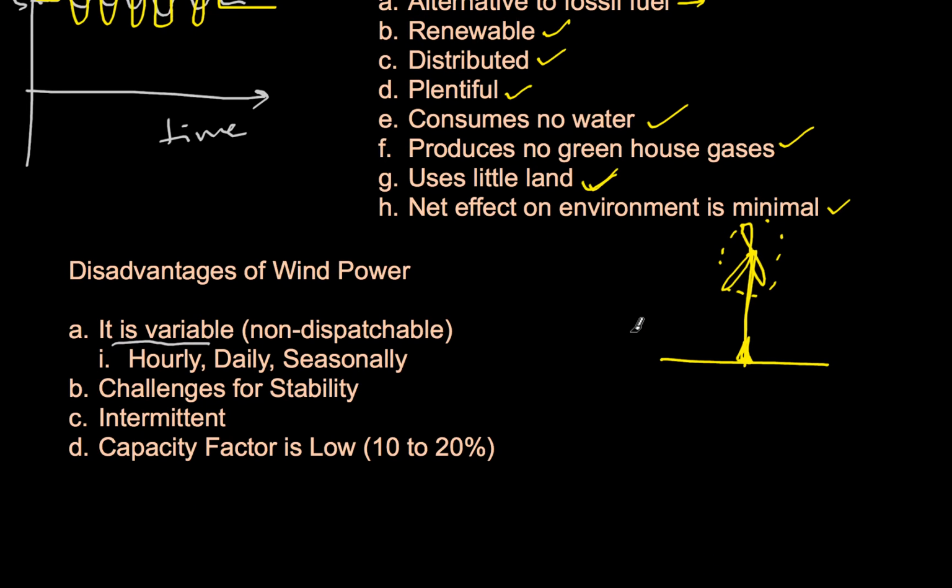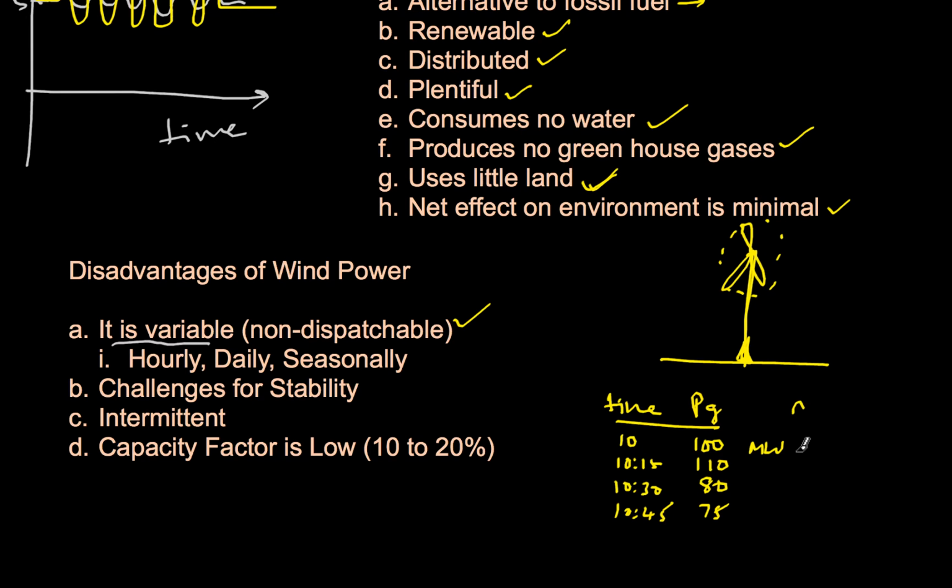So let's continue. What are the disadvantages of wind power? Of course it is variable, it is non-dispatchable. So what is the meaning of non-dispatchable? Dispatch means you are able to specify that at this particular time this much should be the power. So this is time versus power generation. At time 10 o'clock, 10:15 or 10:30, every 15 minutes I can specify that you can generate 100 megawatts or 110 megawatt or 80 megawatt or 75 megawatt. So we can specify what is the power at what time. So this is nothing but a dispatch.